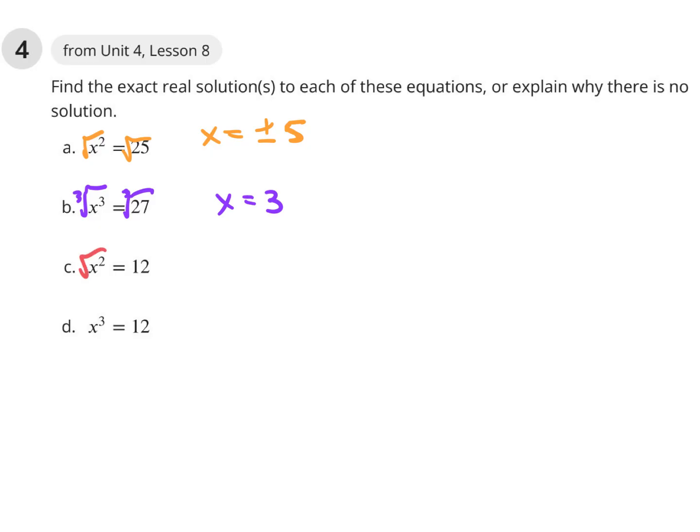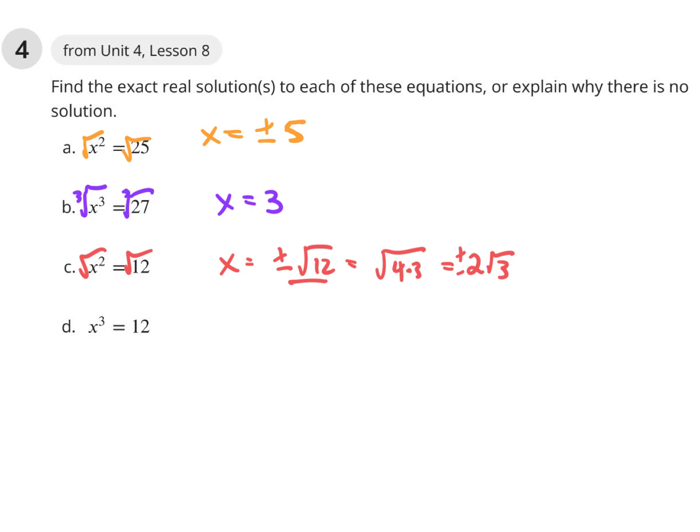X squared, square root. X equals plus and minus root 12. Now, if we were to separate root 12, it would be 4 times 3. The square root of 4 is 2. So that'll be plus and minus 2 root 3.